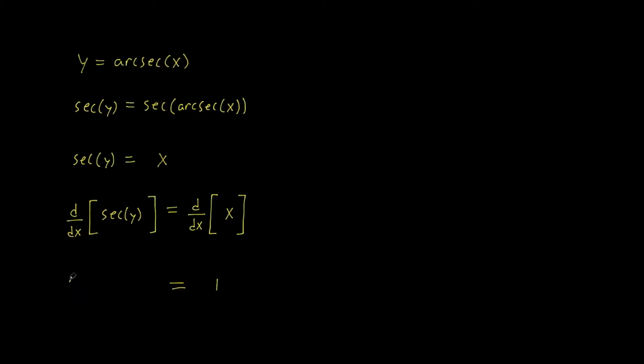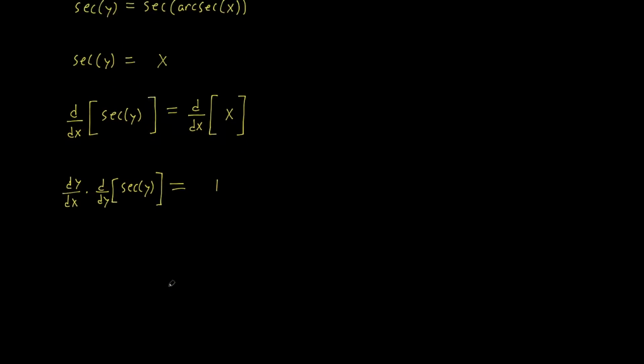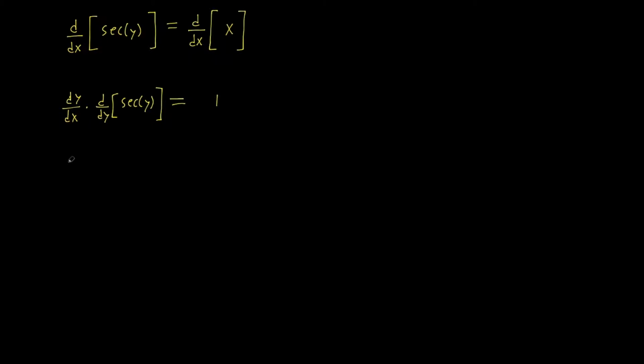So now on this side we have dy dx using chain rule times d dy of secant of y. We're just going to go ahead and complete that derivative. So we have dy dx times the derivative of secant y with respect to y is going to be secant y times tangent of y. That's going to be equal to 1.